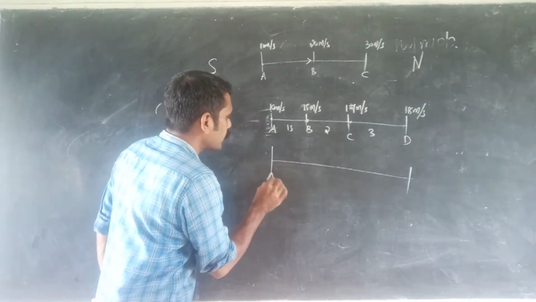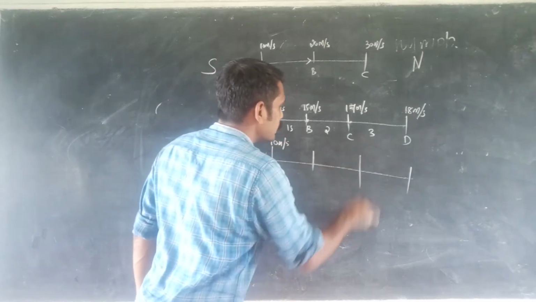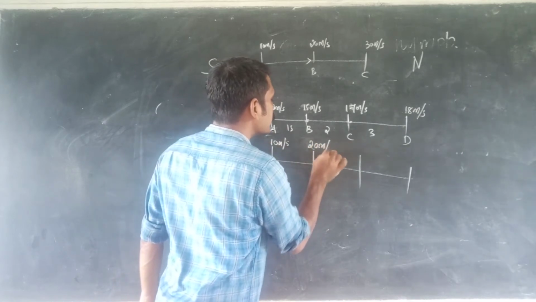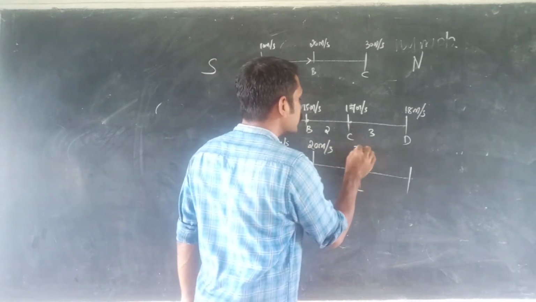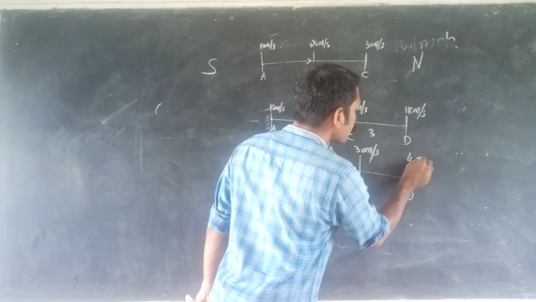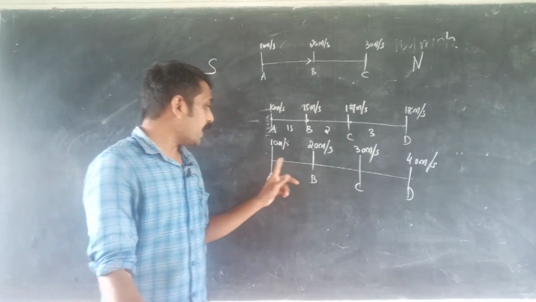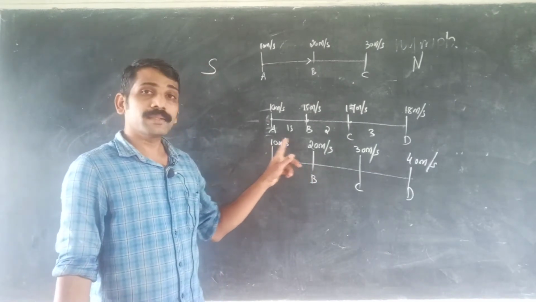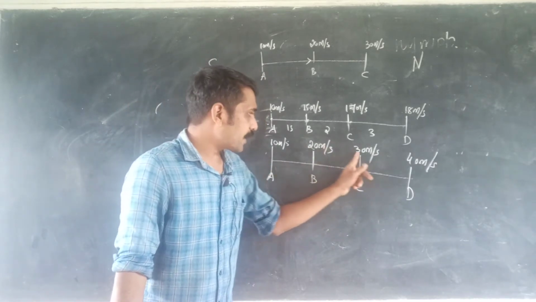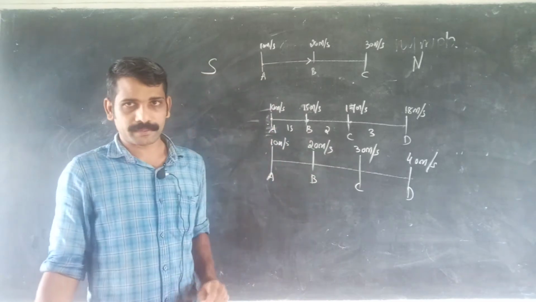Listen here. At A the velocity is 10 meter per second. At B the velocity is 20 meter per second. At C the velocity is 30 meter per second. At D the velocity is 40 meter per second. From A to B, the velocity changes by 10. B to C, the velocity changes by 10. C to D, the velocity changes by 10.